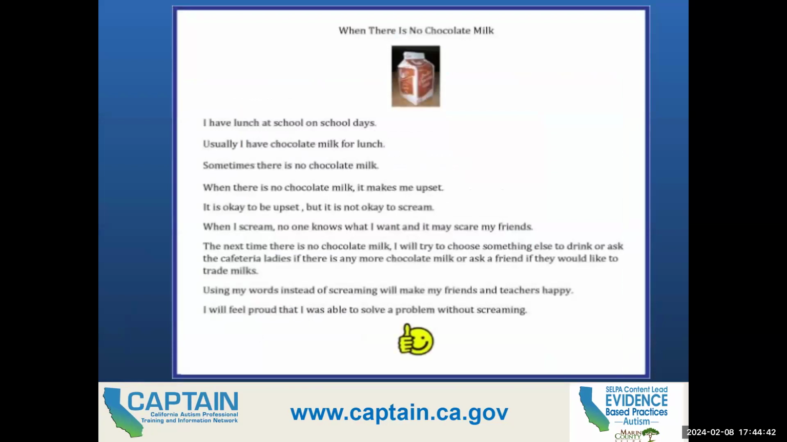So here's an example of a social story, when there is no chocolate milk. I have lunch at school on school days. Usually I have chocolate milk for lunch. Sometimes there's no chocolate milk. When there's no chocolate milk, it makes me upset. It's okay to be upset, but it's not okay to scream. When I scream, no one knows what I want, and it may scare my friends. The next time there is no chocolate milk, I will try to choose something else to drink, or ask the cafeteria ladies if there's any more chocolate milk, or ask a friend if they would like to trade milks. Using my words instead of screaming will make my friends and teachers happy. I will feel proud that I was able to solve a problem without screaming.